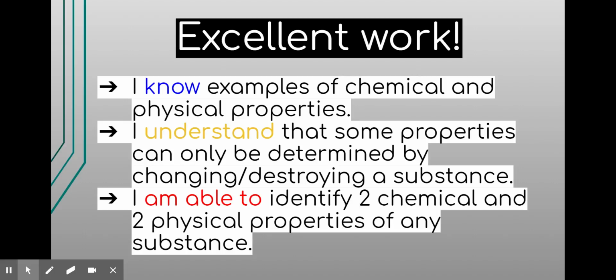And we made it to the end. So now you should know examples of chemical and physical properties. Understand that some properties can only be determined by changing or destroying a substance. Those are chemical properties. And you should be able to identify 2 chemical and 2 physical properties of any substance.